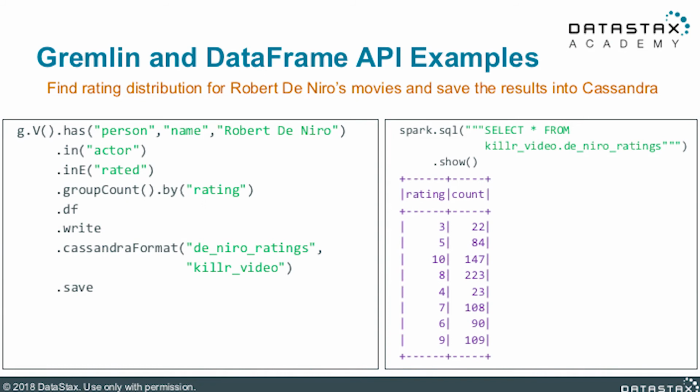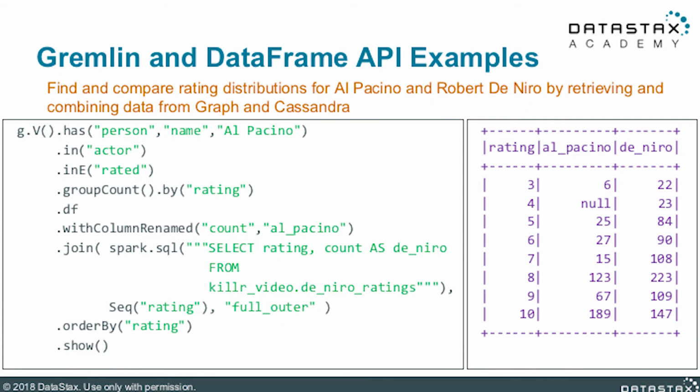Lastly, we use Spark SQL to retrieve data back from the Cassandra table to see that we indeed achieved our goal, and it worked. And finally, our most complex example, where we find and compare rating distributions for Al Pacino and Robert De Niro by retrieving and combining data from both Graph and Cassandra. That should be interesting. We get Al Pacino's rating distribution from the Graph and Robert De Niro's rating distribution from the table in Cassandra we populated in the previous example.